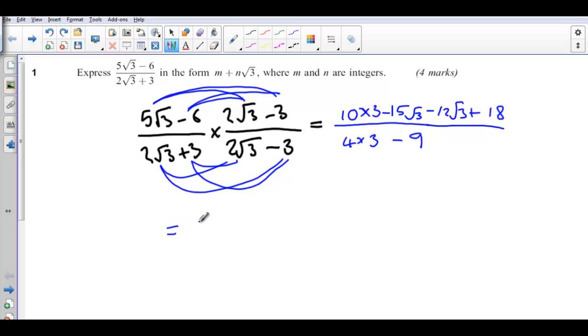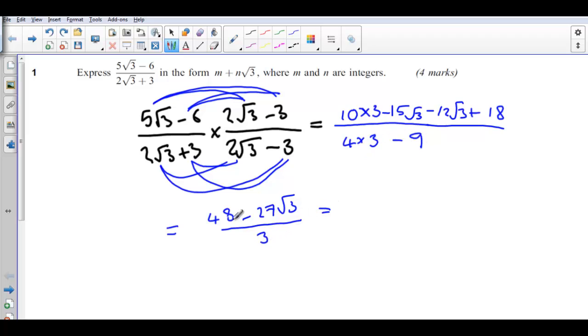Next step is to just simplify it all down and work out what we've got. 10 times 3, which is 30, plus 18 is 48. We've then got negative or minus 15 root 3 and minus 12 root 3, making minus 27 root 3. That's all divided by 12 take away 9, which is 3.